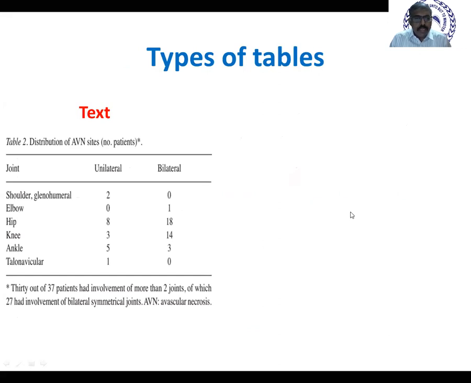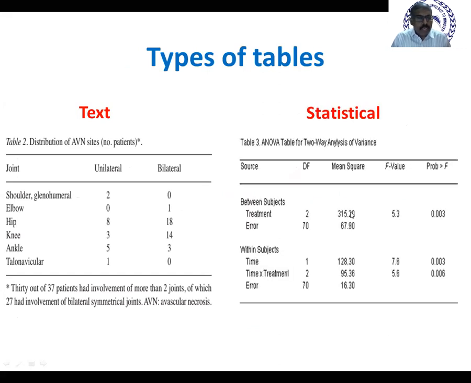Now, types of tables. Tables are used in multiple ways. You can show text in a table instead of writing it out, for example multiple sites of AVN: two of them had it in the shoulder, one in the elbow, eight in the hip. Instead of writing a big text, we can show it very simply in a table. You can also show statistical values in a table.